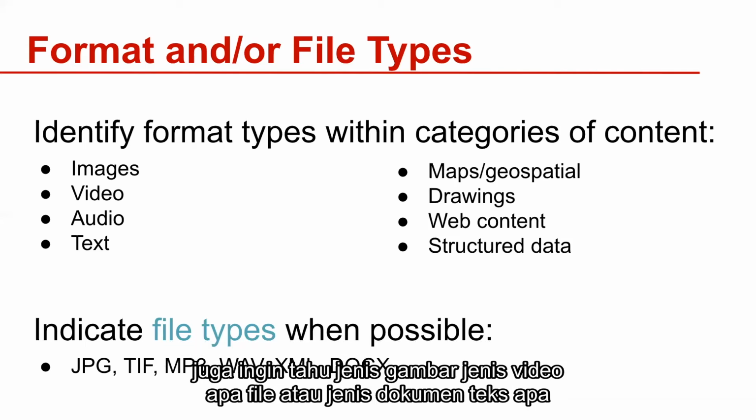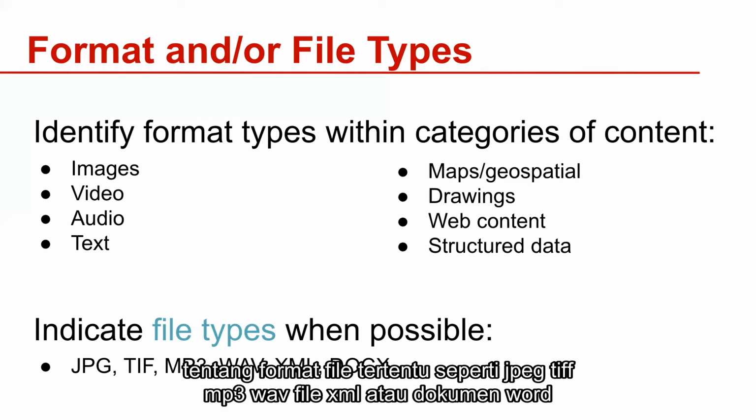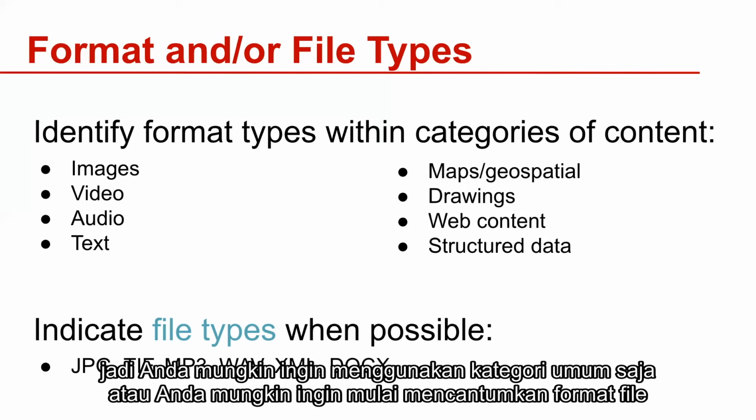But you may also want to know what types of images, what types of video files, or what types of text documents. And if you do want to know those details, you can have a field that provides information about the specific file formats, such as JPEG, TIFF, MP3, WAV files, XML, or Word documents. So you may want to use just the general category, or you may want to start listing file formats.